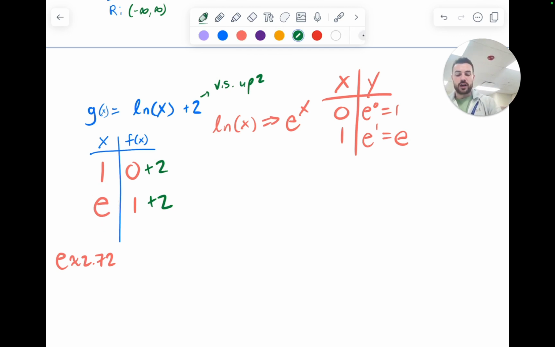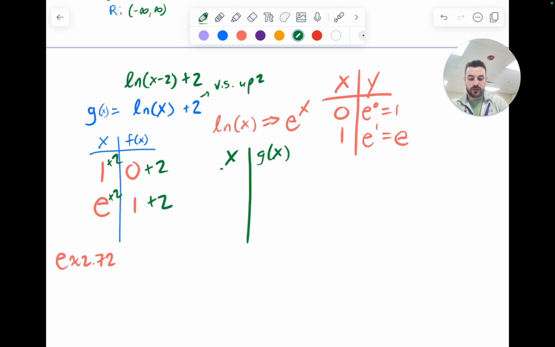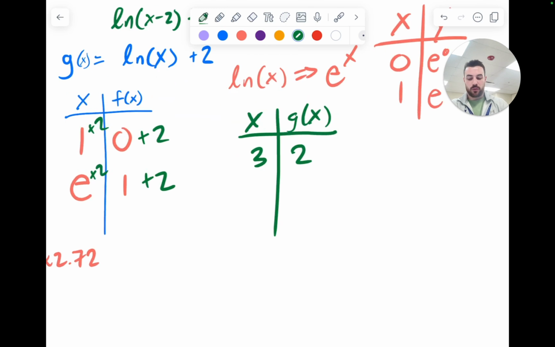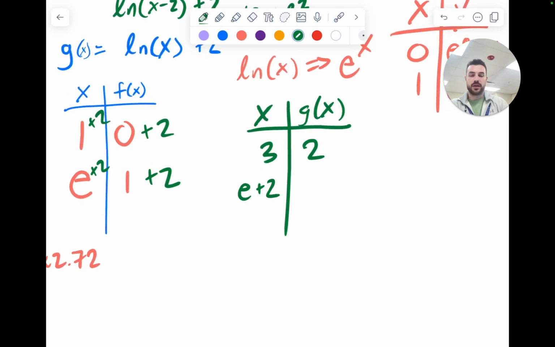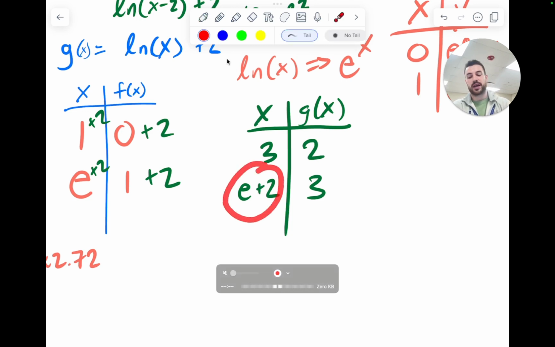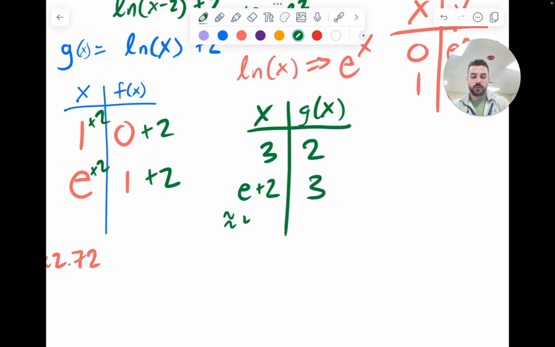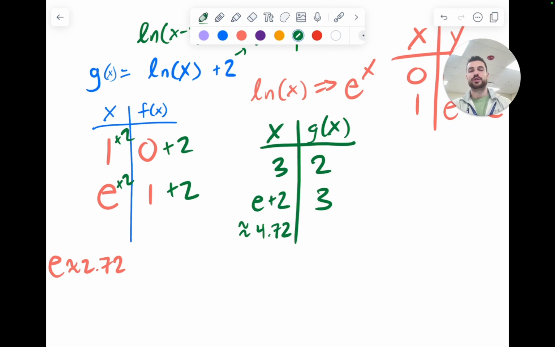Now, let's just say for argument purposes, we had the natural log of x minus 2 plus 2. That means we would be adding 2 to each of these numbers. Again, I don't really expect you to have a perfect value for each of these. This should be (3, 2). And then we'll have (e plus 2, 3). If you just plug this into your calculator, you get approximately 4.72, which we would just have to estimate as our x value in that point. Okay? So graphing the natural log really isn't any different. It's a little bit strange because we end up dealing with e, but again, e is just an irrational number that we work with sometimes, kind of like pi.